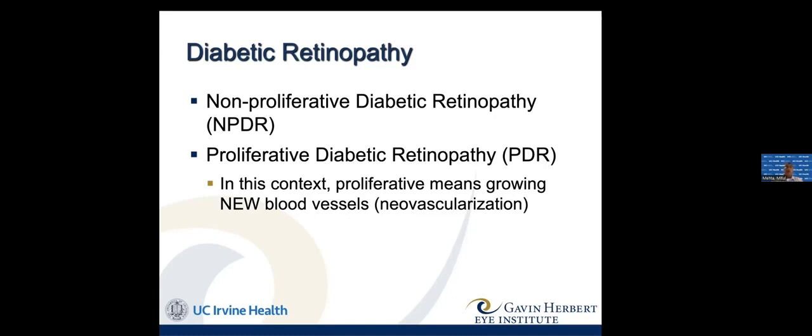If you cut your arm and you get new blood vessels, that's fine because you don't need to see through the tissues in your arm. But in your eye, everything needs to be clear for you to be able to see through it. So having new blood vessels that are fragile and are more likely to bleed tends to cause a problem.